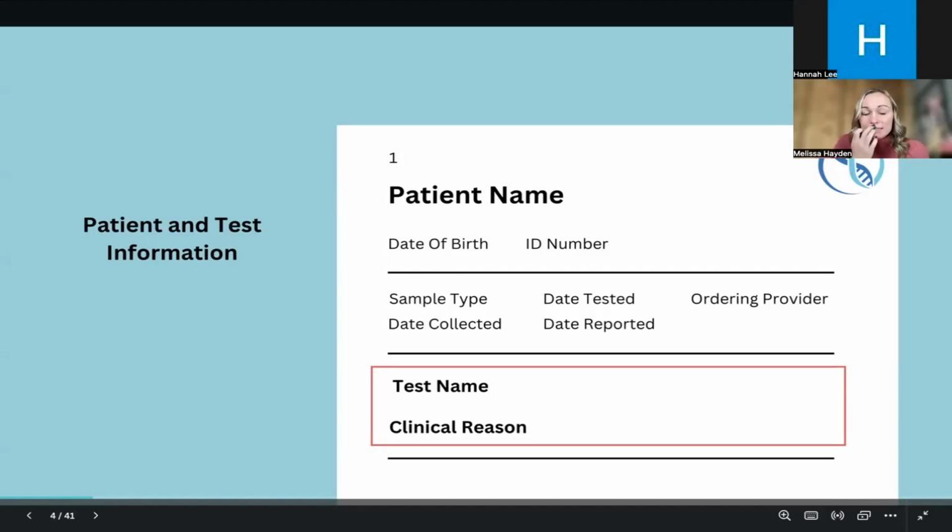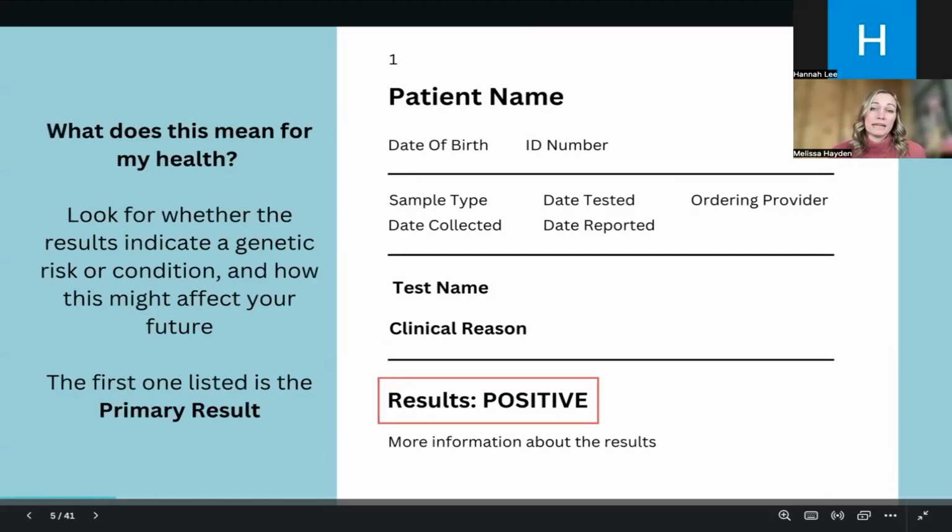You'll also see details like the test that was ordered and the clinical indication. The clinical indication is the reason the test was conducted in the first place. This information helps the healthcare provider understand the purpose of the test and how the results will be used to guide medical decisions. Let's take a closer look at how this foundational information fits into the bigger picture of interpreting your test results.